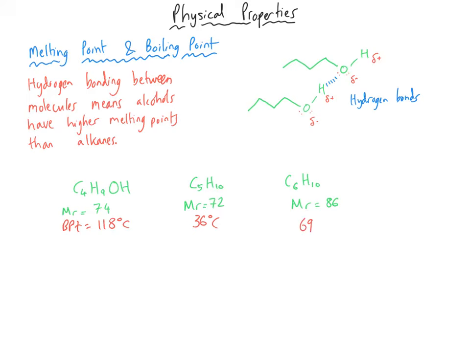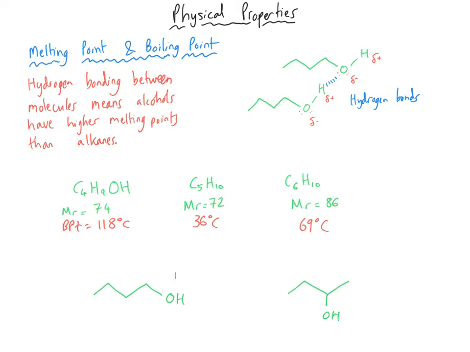Hexane, which is actually a heavier mass than butan-1-ol, still is not as high a boiling point, and that's because of the alcohol having the hydrogen bonding and the alkane not. They only have the van der Waals forces. Last of all, just another little recap of intermolecular forces.